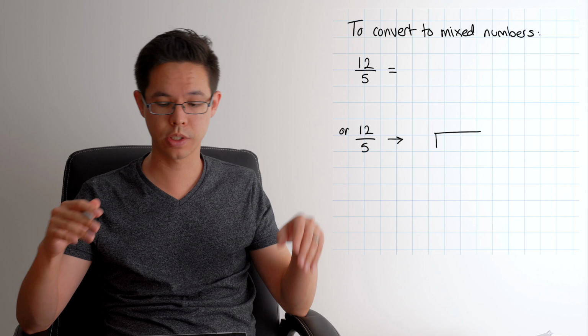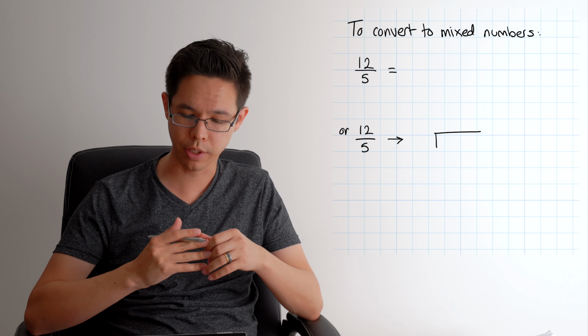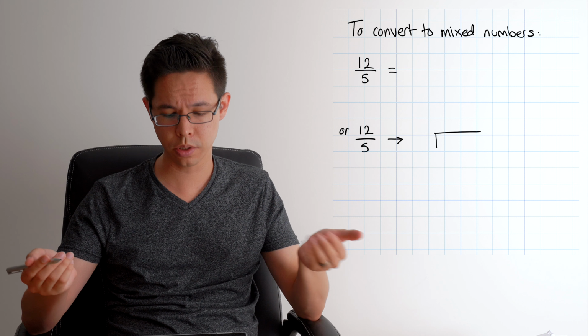Another type of problem you will have is to go the other way around, where you start off with an improper fraction and you may be asked to convert that to a mixed number. So how can you do that? Well, there's a couple of approaches I can show you.